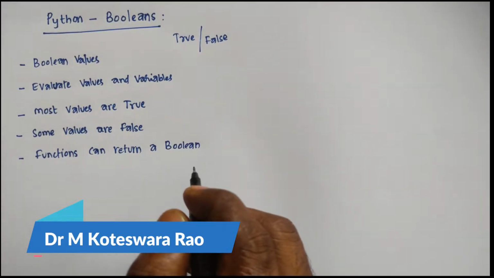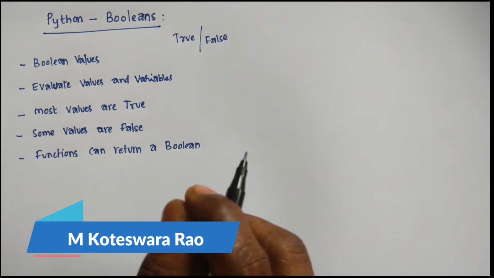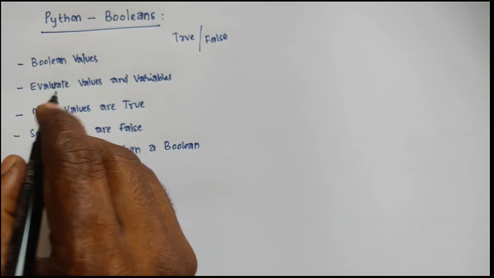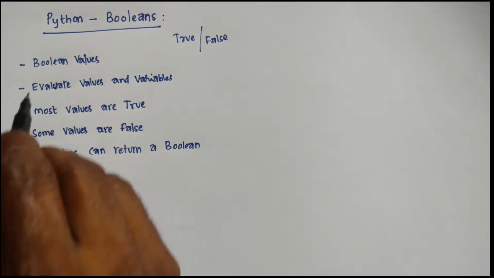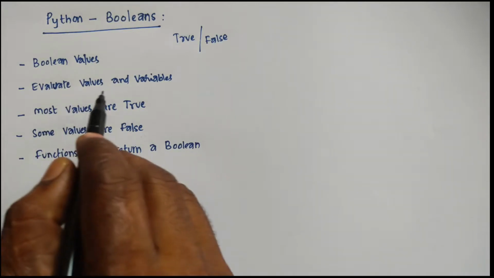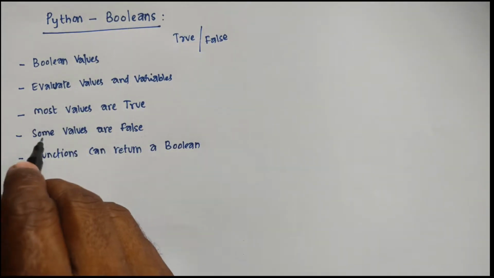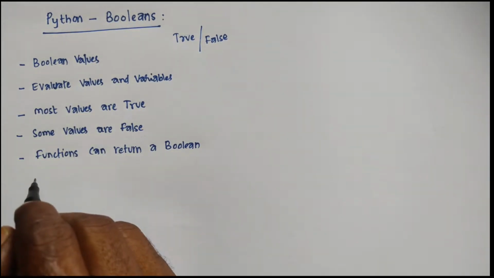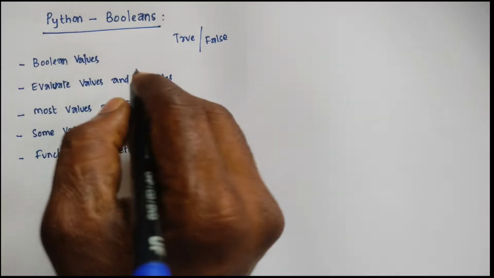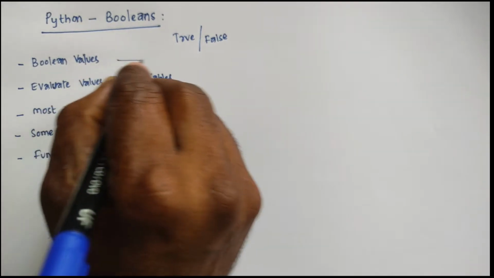In programming, you often need to know if an expression is true or false. So the Boolean function can be classified into various subtopics: the Boolean values, evaluating values and variables, most values are true, some values are false, and functions can return a Boolean. The first one is actual Boolean values.